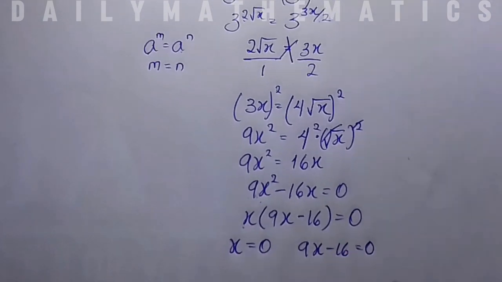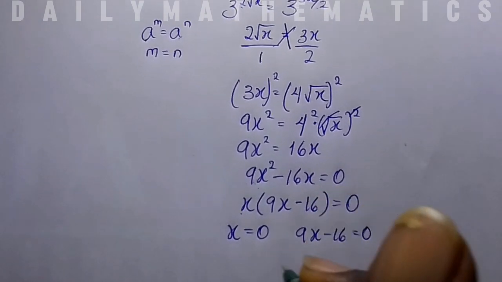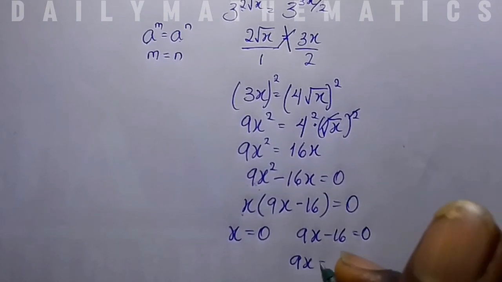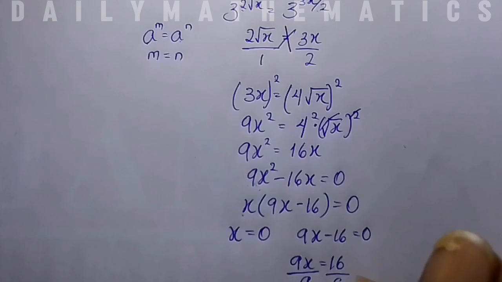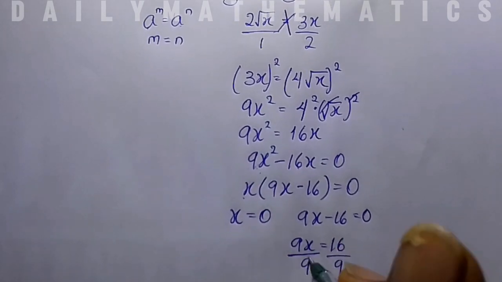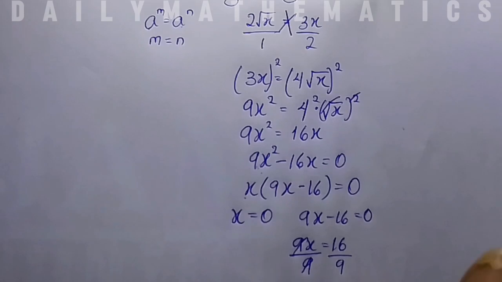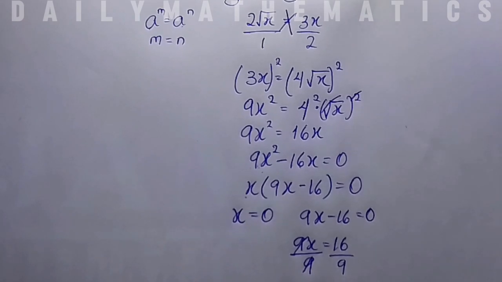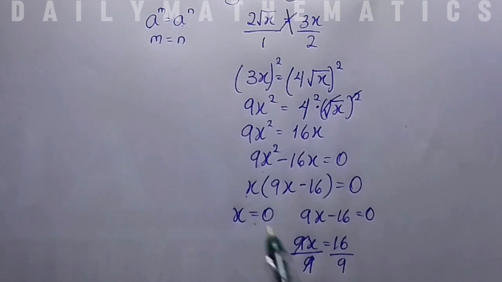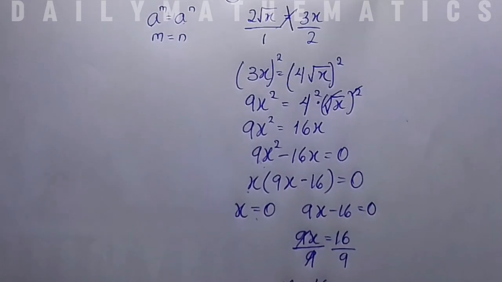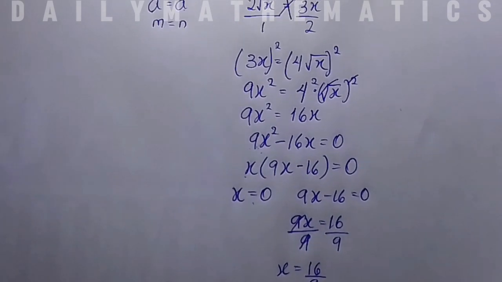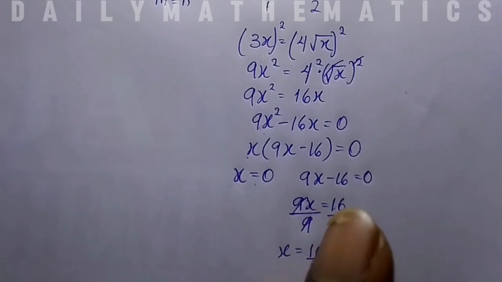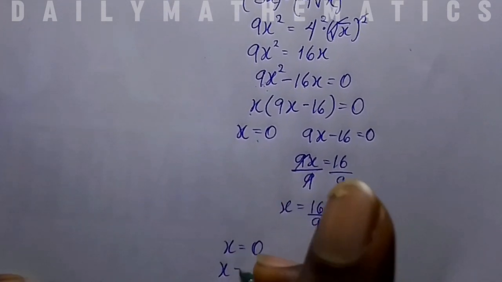So what's the next thing to do? 9x equals 0 plus 16, so 9x equals 16. Then we divide both sides by 9, and x equals 16 over 9. So we can see two values of x. The first one is x equals 0, and the second one is x equals 16 over 9.